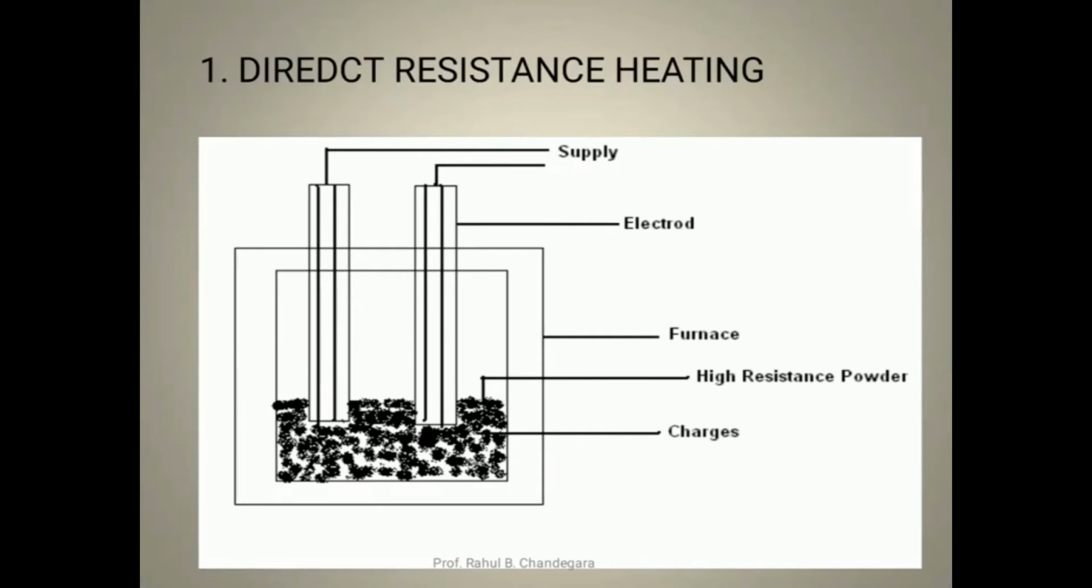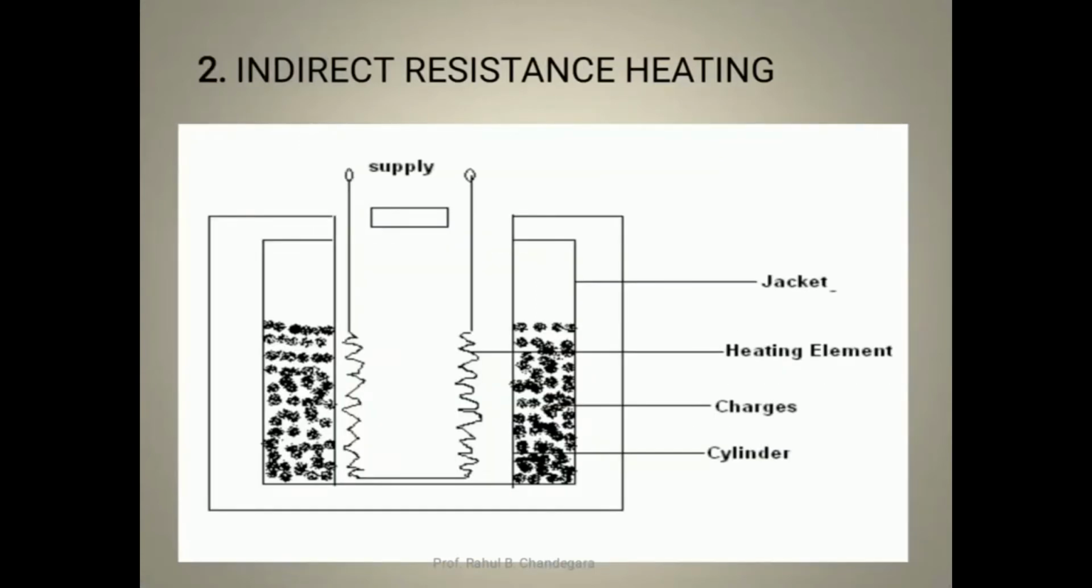Now the next point is indirect resistance heating. In this there is a difference. The electrodes are not connected to the charge, so we call this the indirect resistance heating method. The charge and electrodes are separated, so heat transfer may be by convection or radiation. The supply is given to both electrodes, the circuit is complete through anode and cathode and the battery, and the charge is placed near both heating elements.